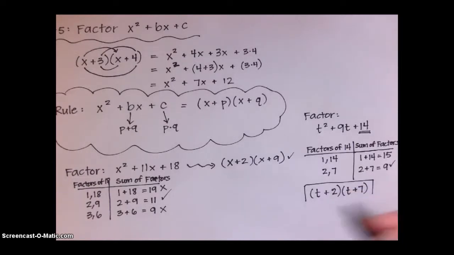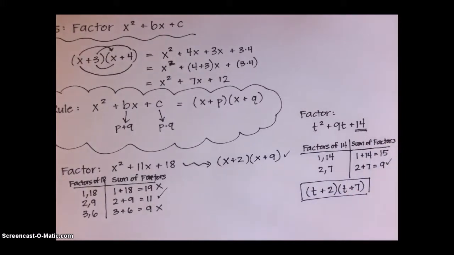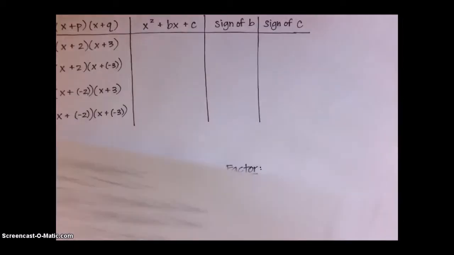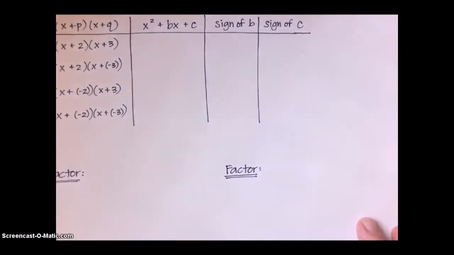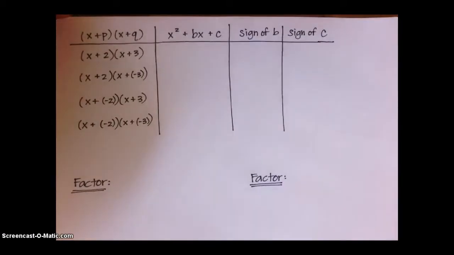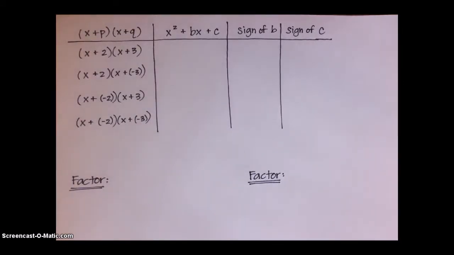And I have successfully factored out t squared plus 9t plus 14. But sadly, they're not always going to look this easy, all right? I've gone ahead and made a chart for you guys so that we can look at all the different possibilities that we might end up with for any of our polynomials, okay?